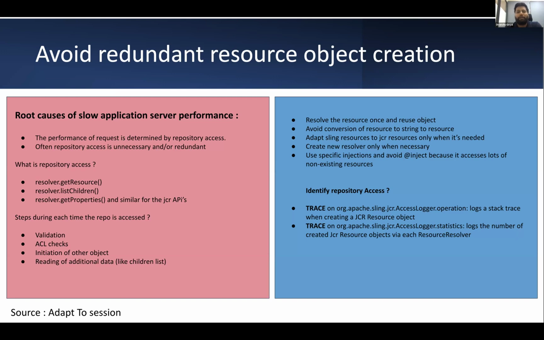So every time you try to resolve a resource, you try to list the children, you try to get the resource, you try to get the property, you're accessing the JCR repository. And every single time you do this, there are 4 steps. Number 3 is initiation of the object. Then also the additional data. Additional data means, for example, you're trying to list the children and you're trying to find the relevant child, which is jcr:content, but till now it has read 500 other children. So it is accessing a lot of resources over there.